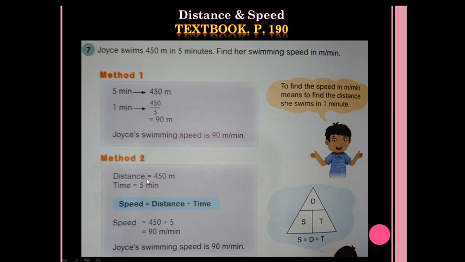Method 2. Distance 450 meters, time 5 minutes. The formula: speed equals distance divided by time. The speed is 450 meters divided by 5 equals 90 meters per minute. Joyce's swimming speed is 90 meters per minute. Look at this triangle, distance, speed and time. Speed equals distance divided by time.